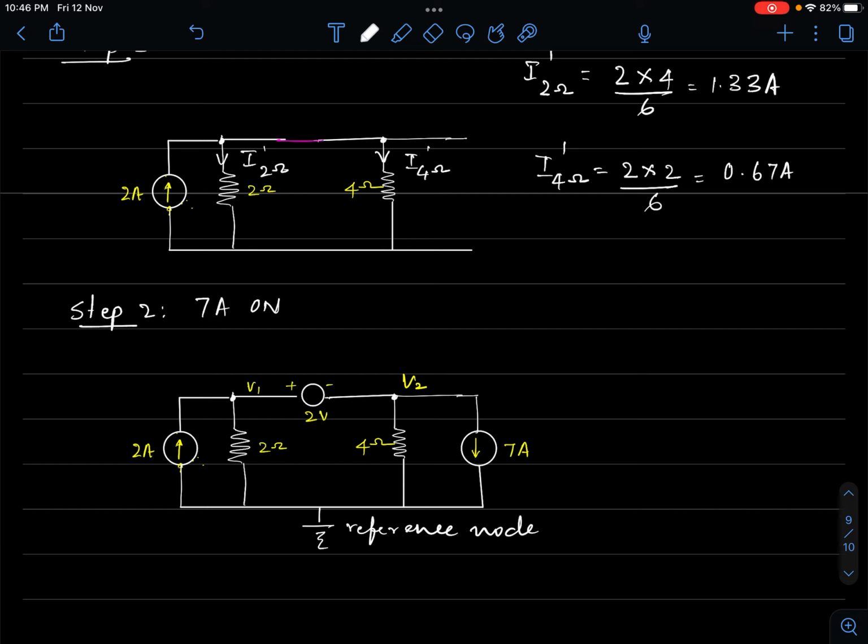I'll take the other source now on. Which one? Let's pick the 7 ampere source on. The remaining sources are to be turned off. Turning off means the current source has to be opened up. So I will open the current source. Alright, and the voltage source has also to be switched off. So switching off a voltage source is replaced by a short, and that of a current source is replaced by an open circuit. That is what we have done.